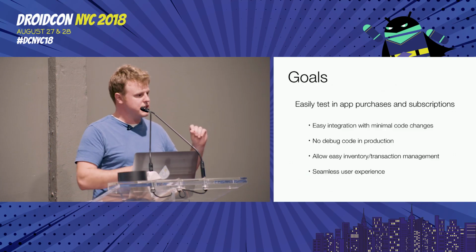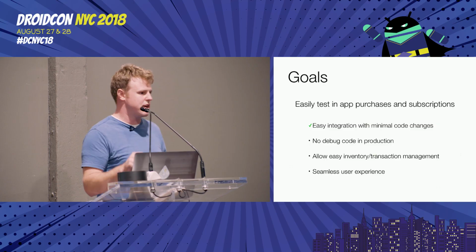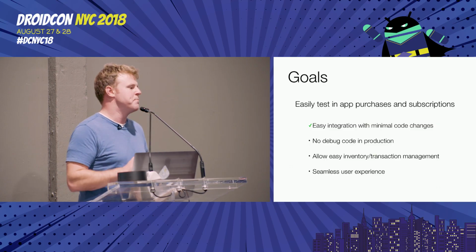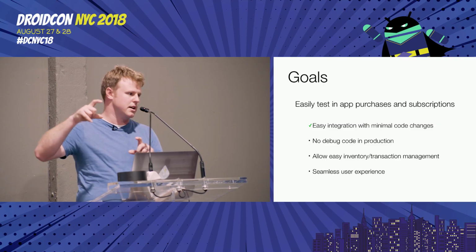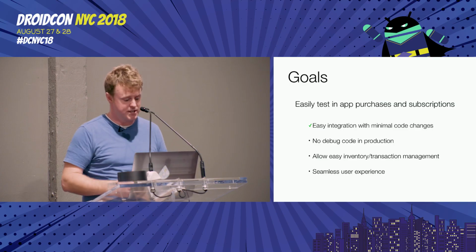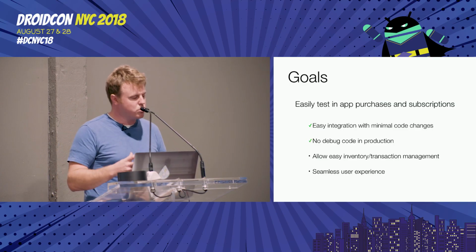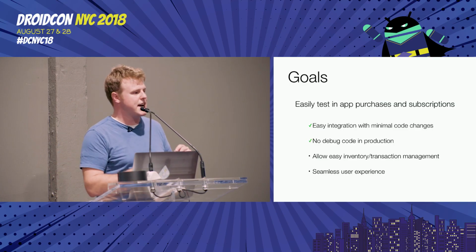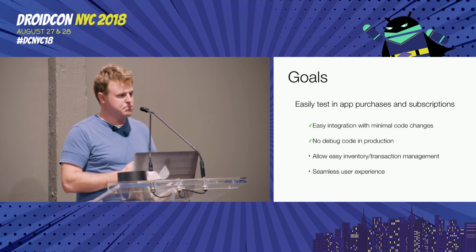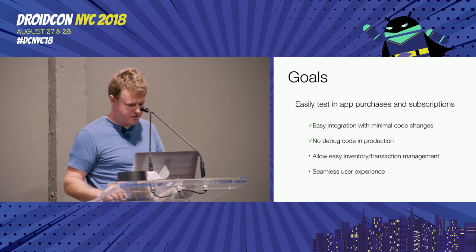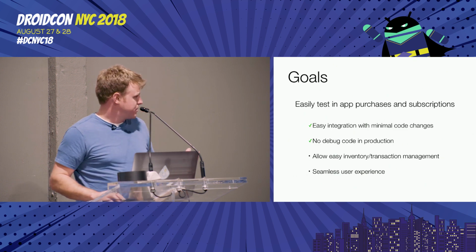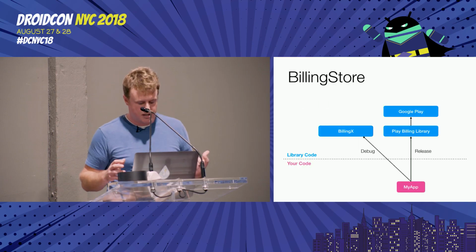So as you can see, easy integration. The only thing that we changed in our production code base was replacing the billing client builder with the factory. And then we have no debug code in our production because we're only adding it to our debug builds. So next up, let's take a look at how you manage inventory and transactions.